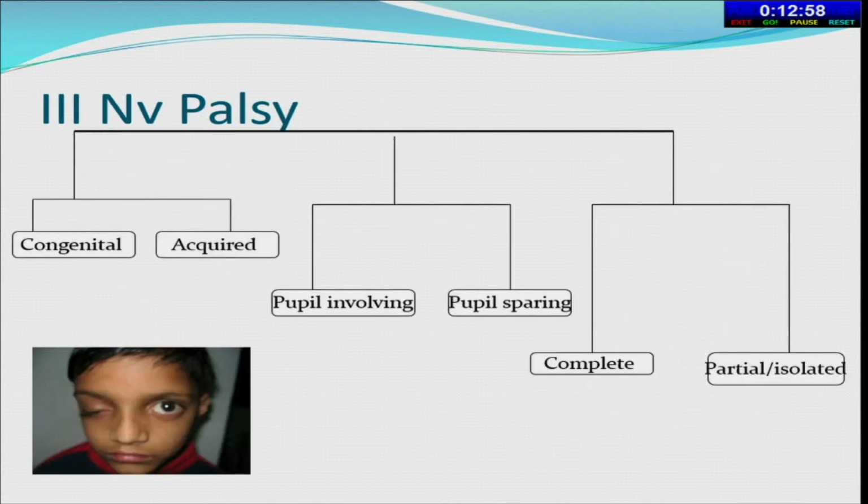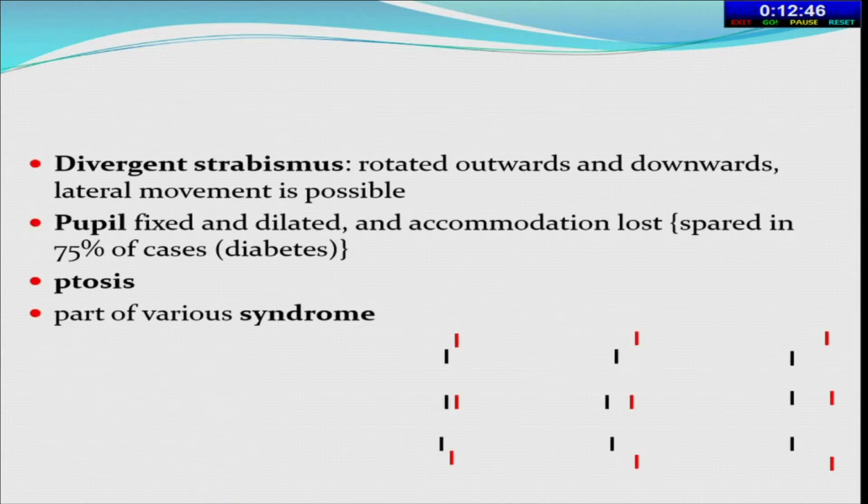Coming to third nerve palsy, it can be classified as congenital or acquired, pupil involving or pupil sparing, complete or partial or isolated, depending on the location of the lesion. Generally the patient presents with divergent strabismus. Pupil may or may not be involved, again depending on the etiology and location, but in most cases the pupil may be involved. There is ptosis because the third nerve supplies the LPS also, and it can be a part of various syndromes also. So the patient will come with complaints of both horizontal as well as vertical strabismus.